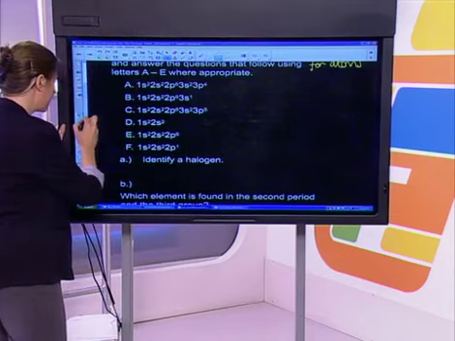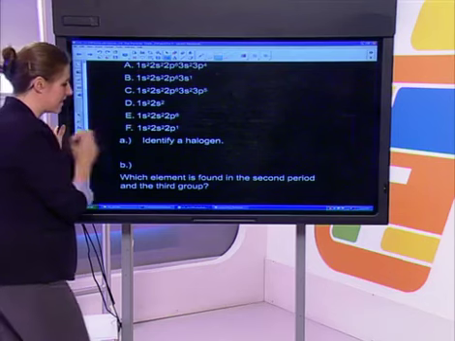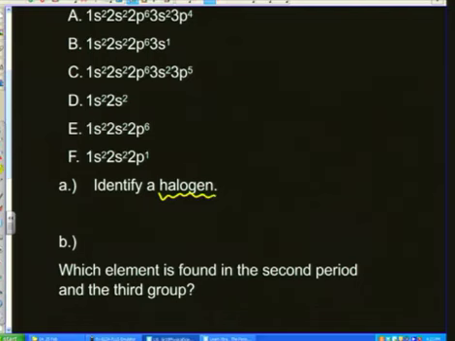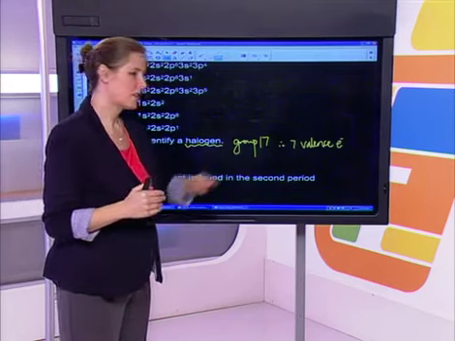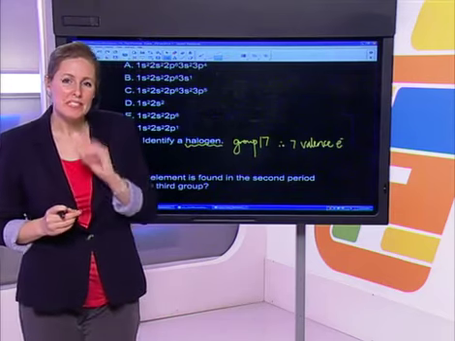So, the first question says, identify a halogen. Now, what is a halogen? A halogen is something that is in group 17 or group 7, depending on which way you're considering it. It would have, therefore, 7 valence electrons. Which means what? Because 17, remember we said 17 minus the 10 transition elements. So group 7 or group 17 will have 7 valence electrons.